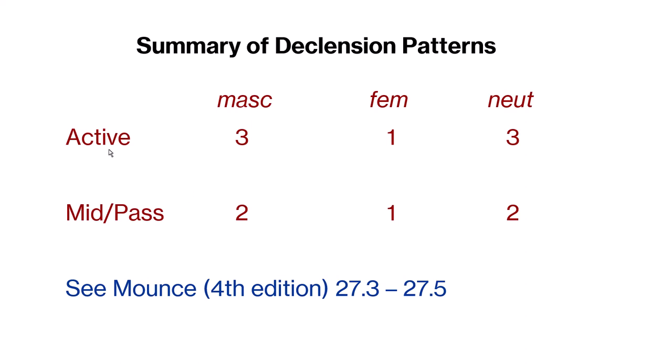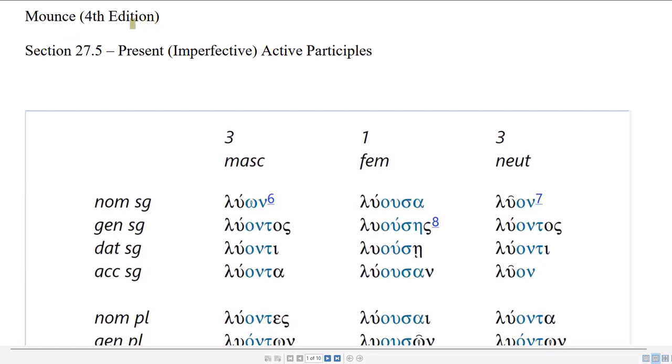But for the actives, third declension for masculine and neuter, and then for the middle passives, second declension for the masculine and neuter. And then the feminines are always first declension. So that's going to be important, and we'll take a look at that in just a minute in the chart. These are summarized in Mounce's textbook in sections 27.3 through 27.5. Let's look at some examples here. So we're in Mounce's 4th edition. We're looking at section 27.5.